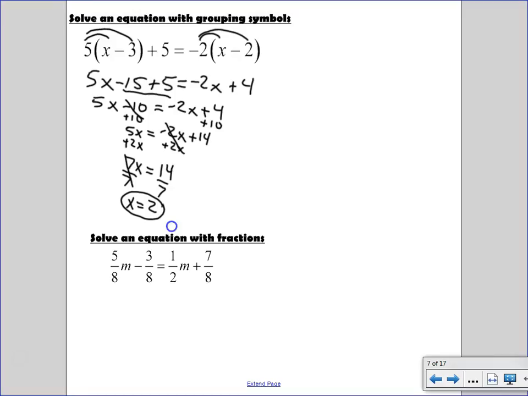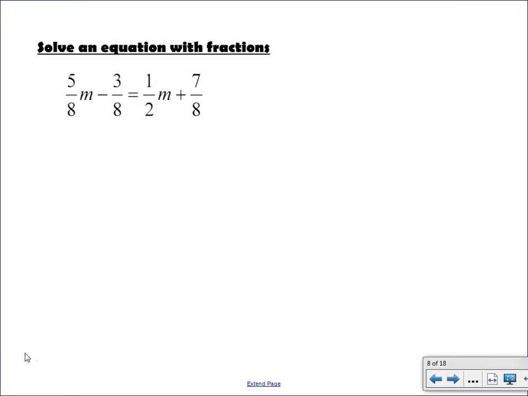Let's take a look at the next one. So here's another one that has fractions in it, and I mentioned one way that we could do that. Remember, there are multiple ways to solve any equation. One way is to eliminate fractions by finding the lowest common denominator. Notice 5/8, negative 3/8, a half, and 7/8. The denominators go into 8, their lowest common denominator. So if I multiply both sides of the equation by 8, notice I'm not changing anything because I'm multiplying both sides by the same number.